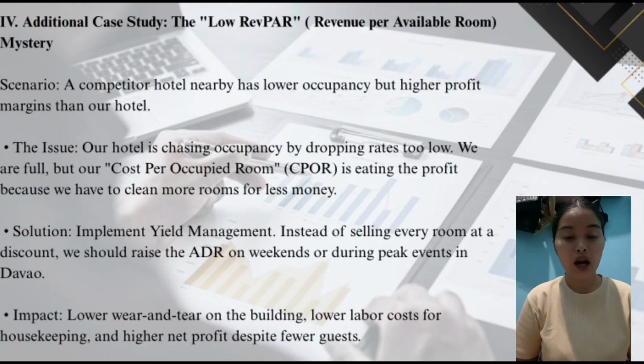The issue is our hotel is chasing occupancy by dropping rates too low. We are full, but our cost per occupied room, or CPOR, is eating the profit because we have to clean more rooms for less money. The hotel lowers its room prices to make sure all rooms are full. Many guests stay, but the hotel earns less money. The hotel also spends more on cleaning rooms and housekeeping, which increases the CPOR. Then, another hotel nearby has fewer guests but charges higher room prices, so they earn more profit.